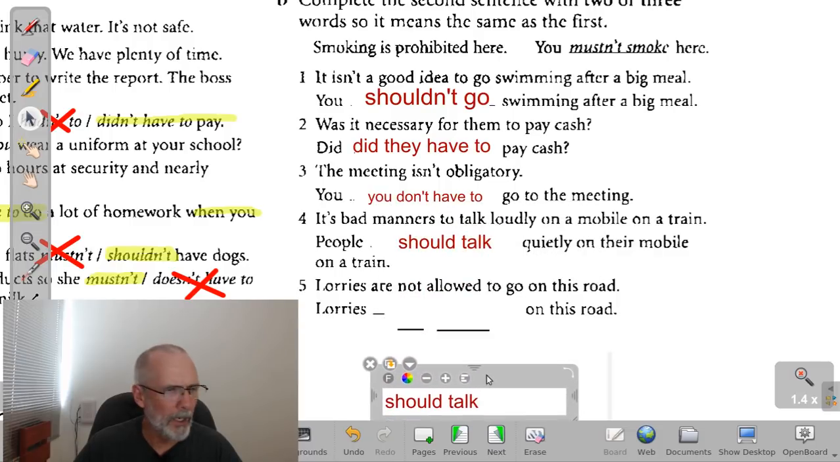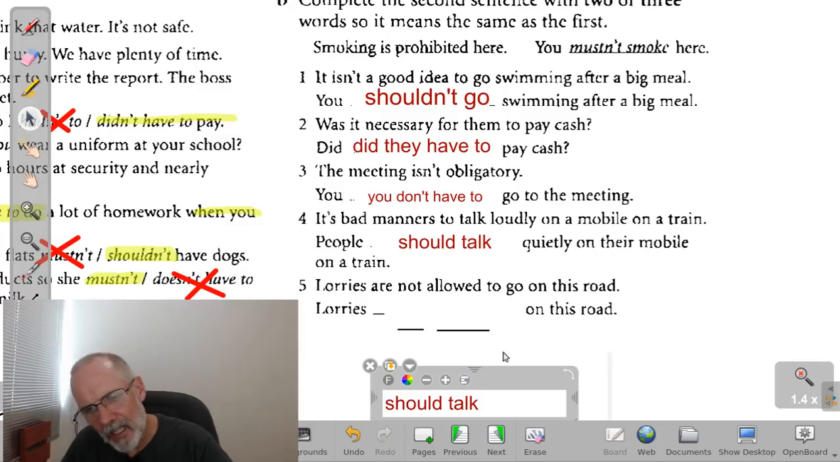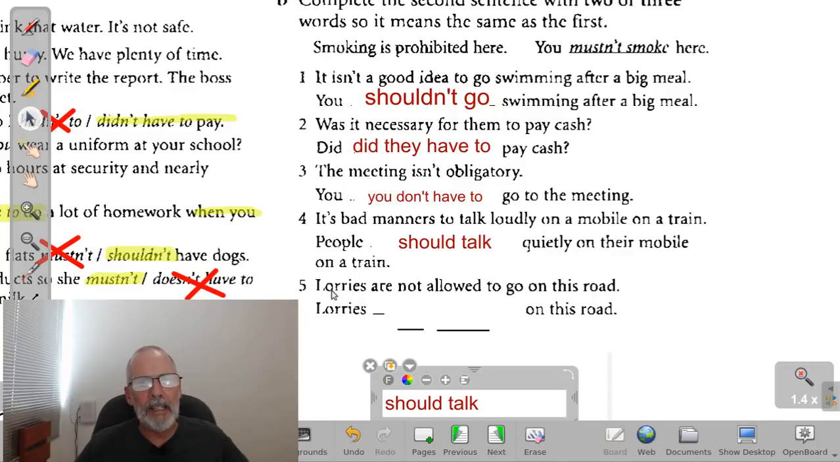And finally, the last question, and just in time because we've got 3 minutes to finish the class. Lorries. Lorry is a word we saw in the last class. A lorry is a large road transport vehicle. In British English, in American English, it's called a truck or a trailer. Lorries are not allowed to go on this road.